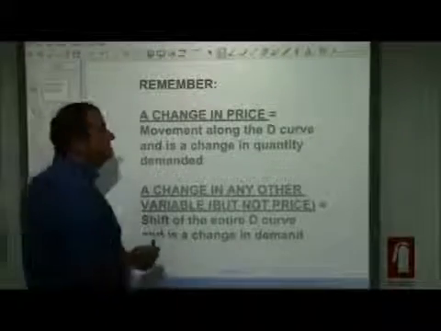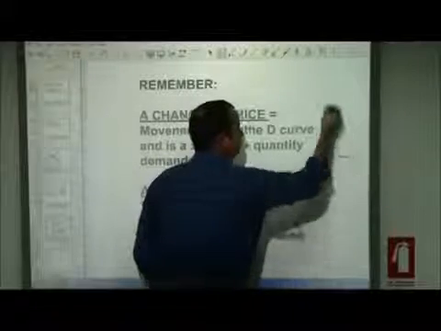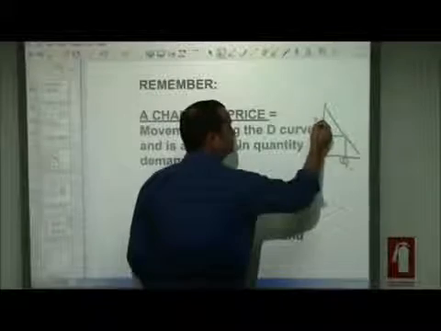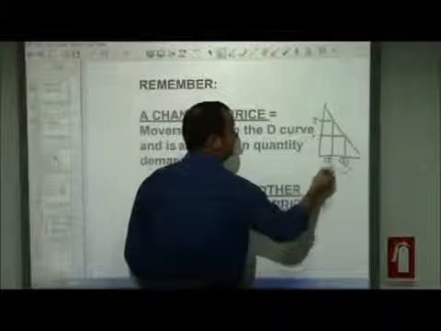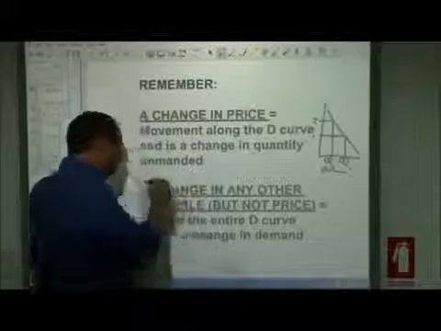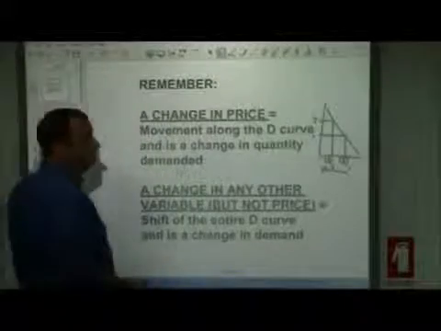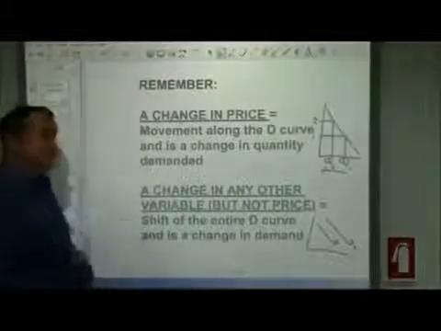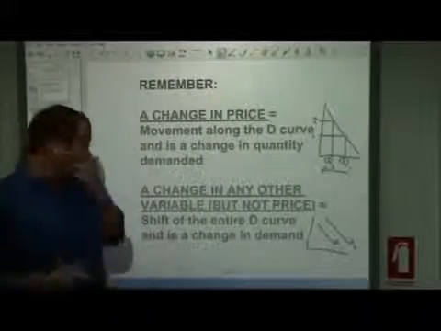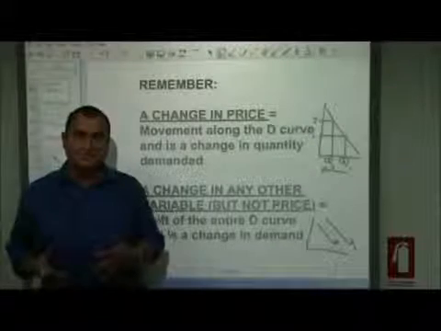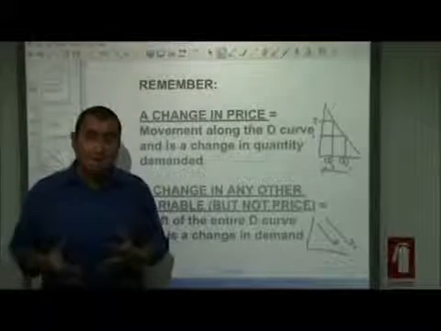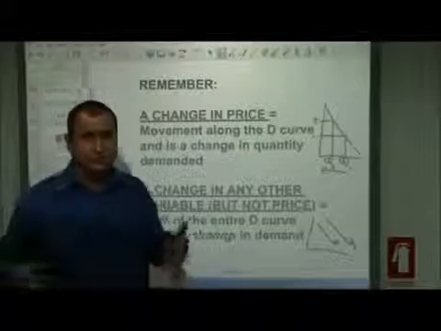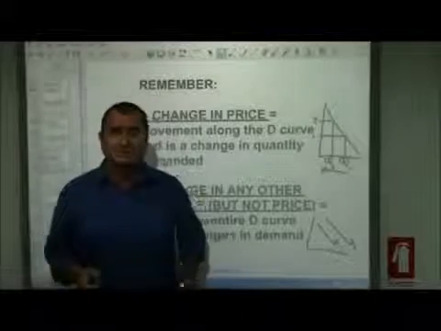So a change in price causes this to happen. We might go from price 1, quantity 1, to price 2, and there's a fall in the quantity demanded. But when something else changes, when there's a change in some other variable, we actually shift the entire demand curve, outwards or inwards, depending on how people have reacted and how they have changed their demand when one of those other variables changes.